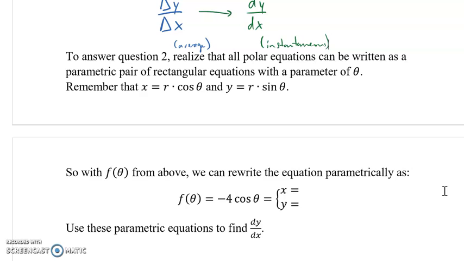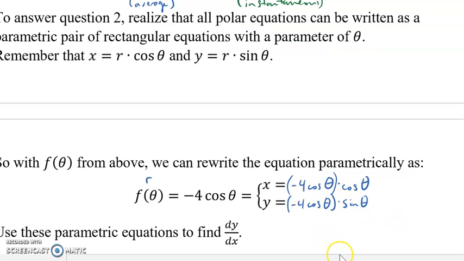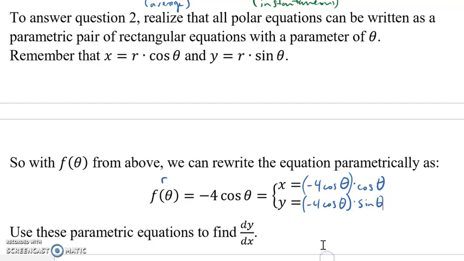So how does that work? Well, instead of saying r equals -4 cosine theta, we're going to take the r value of -4 cosine theta and multiply that by cosine of theta, because that's what x is, right? X is r times the cosine of theta. And then to find y, we take r times the sine of theta. So we do -4 cosine theta times the sine of theta. So suddenly we've just turned this into a parametric problem. So we do exactly what we used to do back in section 10.3.